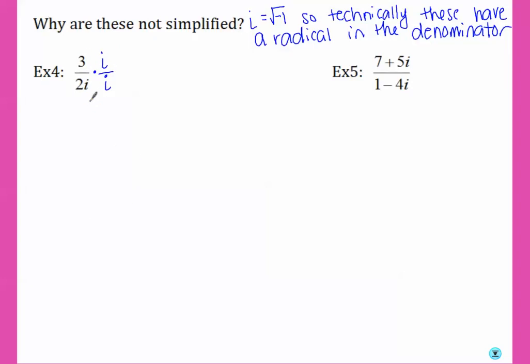So 3 times i is 3i over 2i times i would be 2i squared. We need to simplify the i squared, which we know is equal to -1, so that'll make this denominator -2. And then remember, we don't like negatives in our denominator, so it'll be -3i over 2.